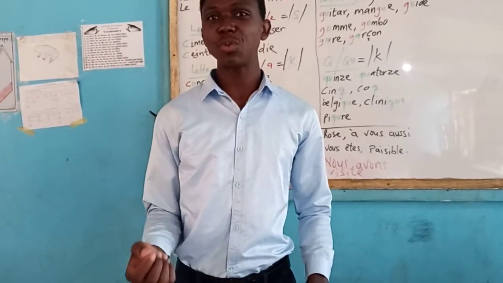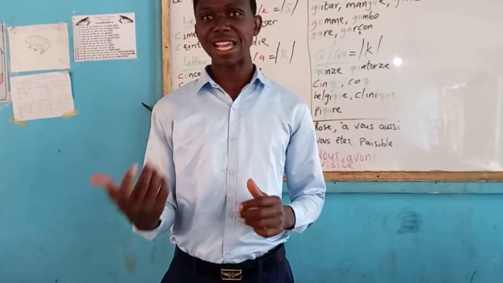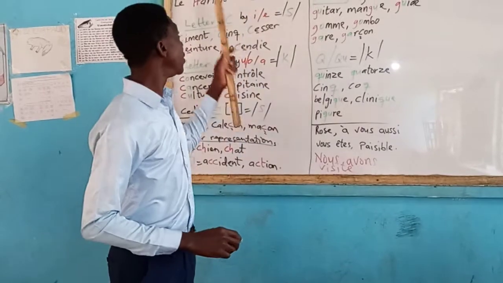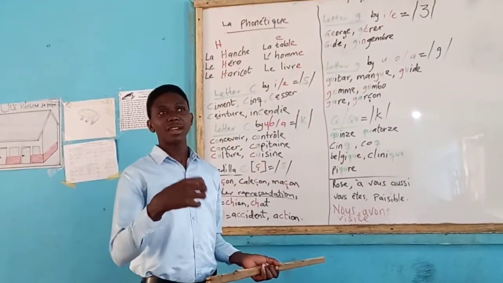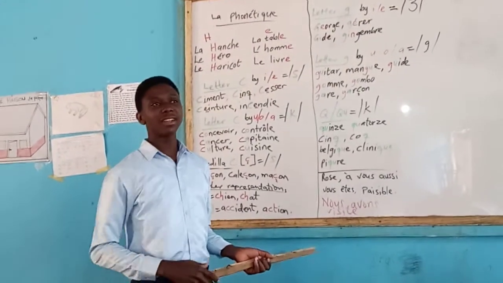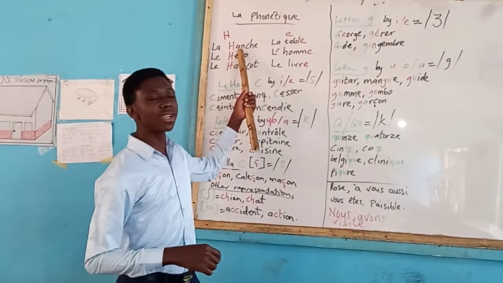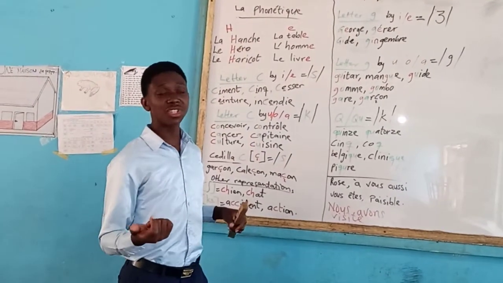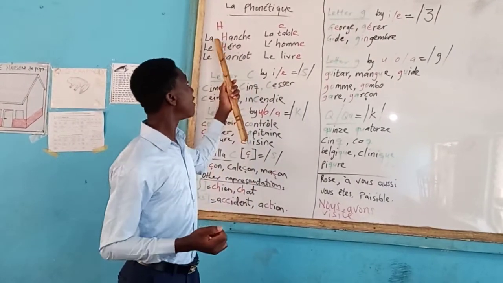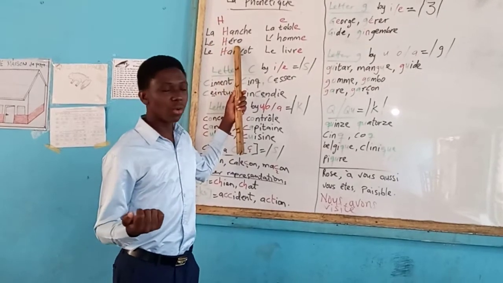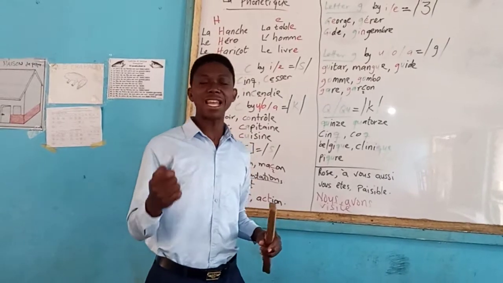There are some letters that, when they come in contact with other letters in a word, are silent. An example is the letter H. When the letter H is in contact with other letters in a word, it is silent. For example, in these words we have la hanche, so you see that the H doesn't sound. Then we have le héros.